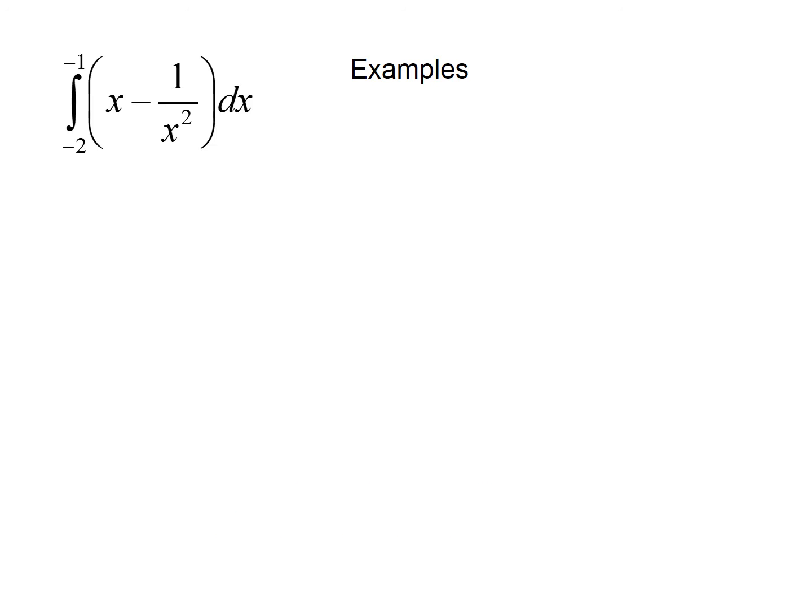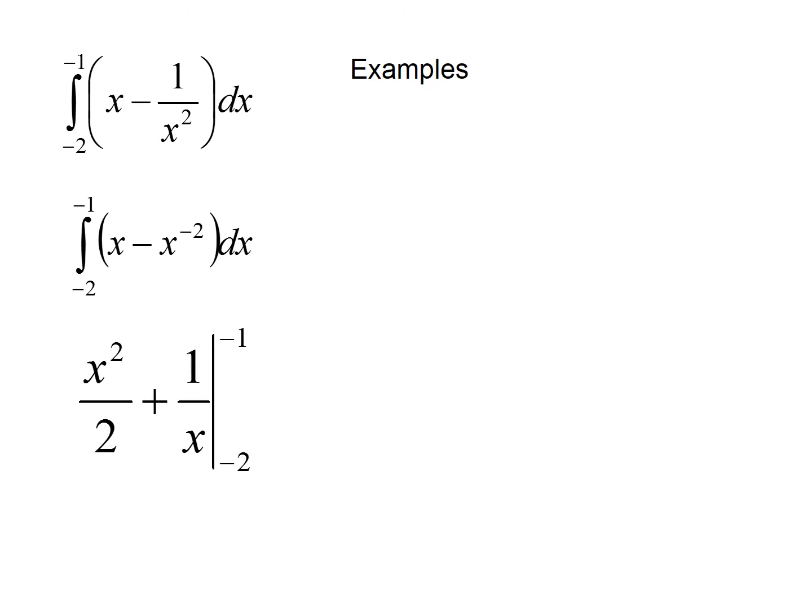Okay, let's do an example. Now, in order to make this easier to integrate, it would be easier if I wrote this as x to the -2 instead of 1 over x squared. So that's what I'm going to do. I'm going to rewrite that so that I can use the power rule. So I'm going to use the power rule to find the antiderivative, and then I'm going to evaluate that from -2 to -1.